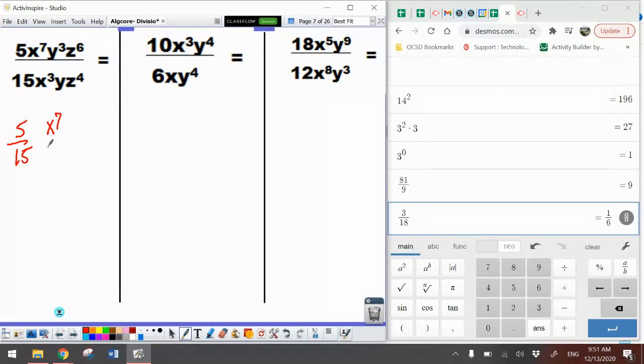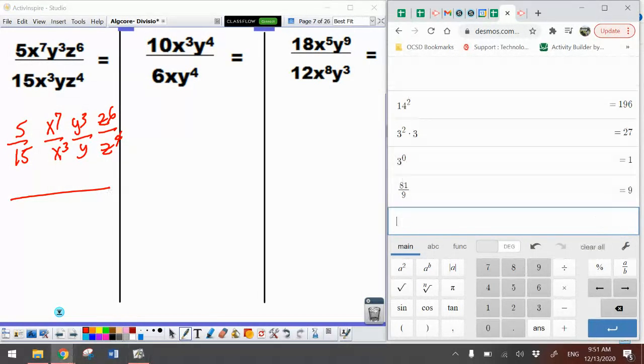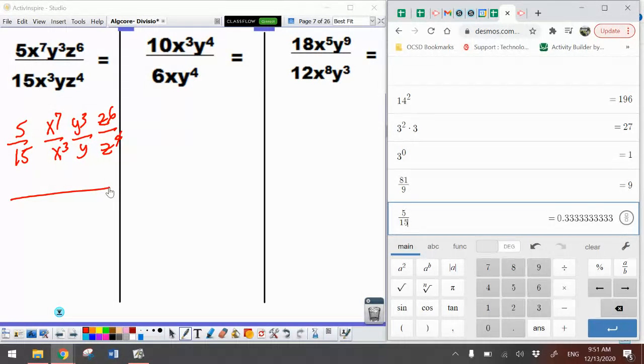Okay, let's see how you did. Again, I'm going to write these in pieces so I can look at each one. So 5 divided by 15. If I hit the fraction key, it gives me 1 over 3. And then I'm going to take a look at my x's.